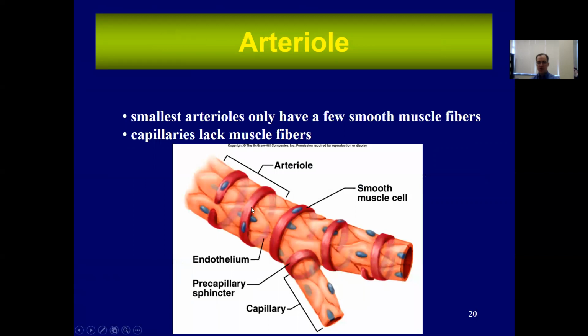Here's a closer look at the arteriole. The smallest arterioles only have a few smooth muscle fibers. Capillaries lack those muscle fibers. They also have these capillary or precapillary sphincters that will dilate or contract based on the blood flow. And again, it controls the amount of blood that gets to the capillaries themselves.